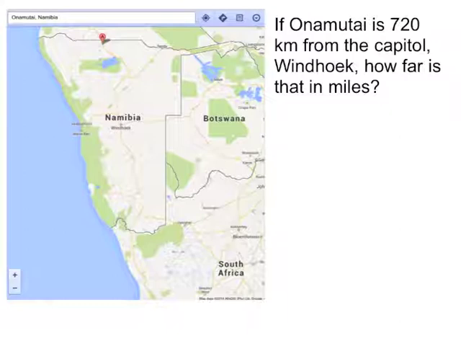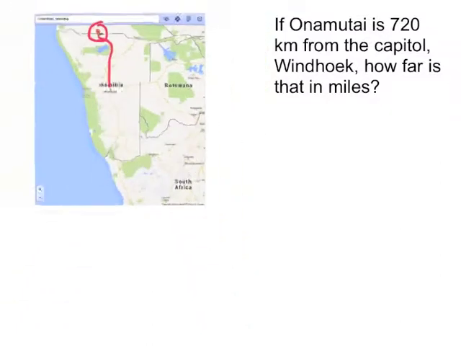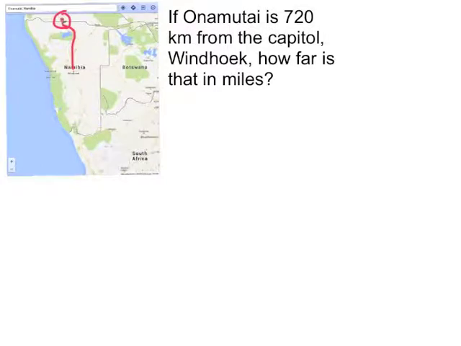One of the things that I would convert when I was in Namibia was distance. So I lived in the village of Onamutai, which is in the north of Namibia, and I would often go to the capital, so we'd have to head south, and there is Windhoek, the capital. So, if Onamutai is 720 kilometers from the capital Windhoek, how far is that in miles?